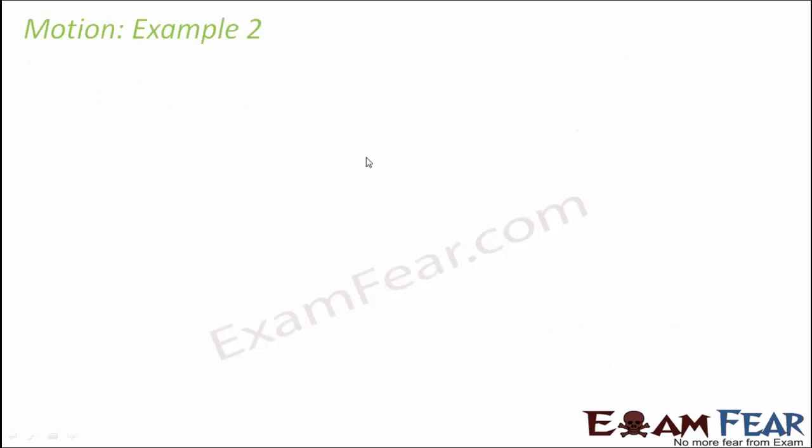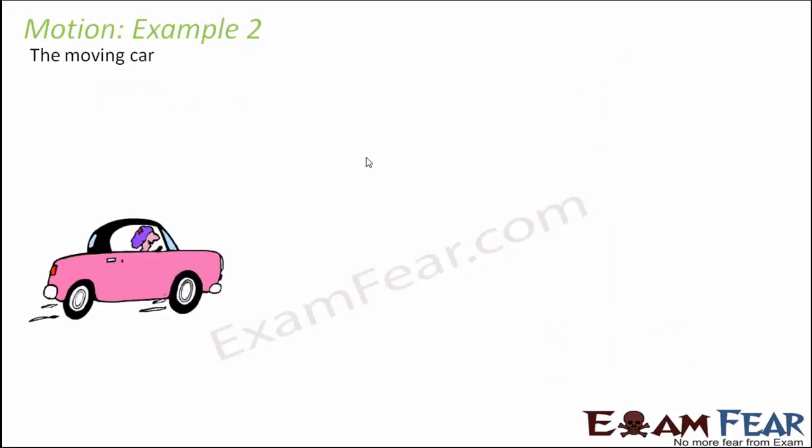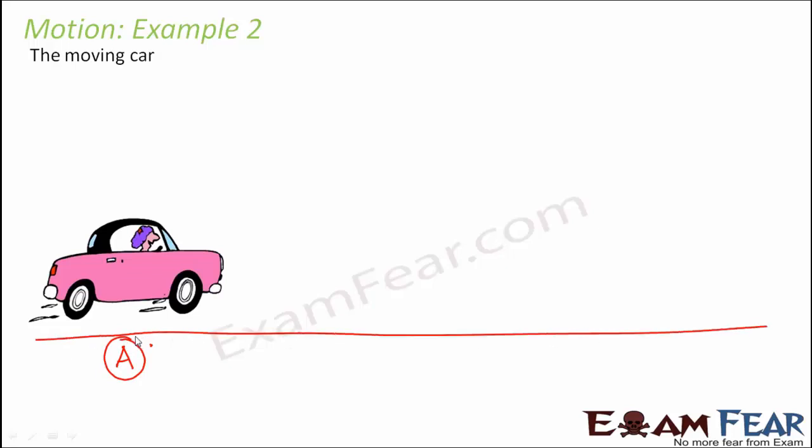Here we will take the example of a moving car. Whether you assume it to be a toy car or a real car, when the car is at rest, it is at a particular position. For example, let us say that right now the car is at rest and this is its position. Let's say this point is A. So it is at point A on the road and it is not moving.